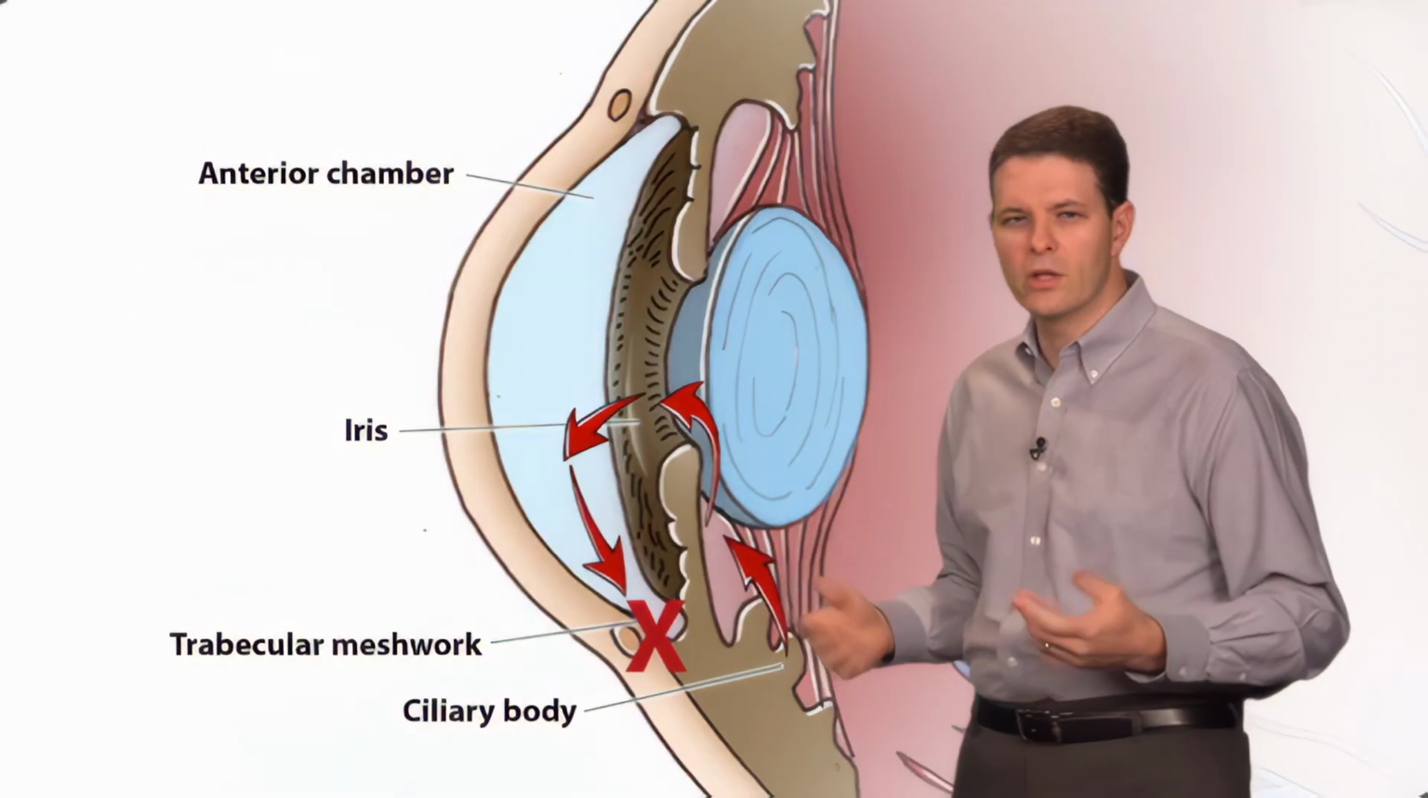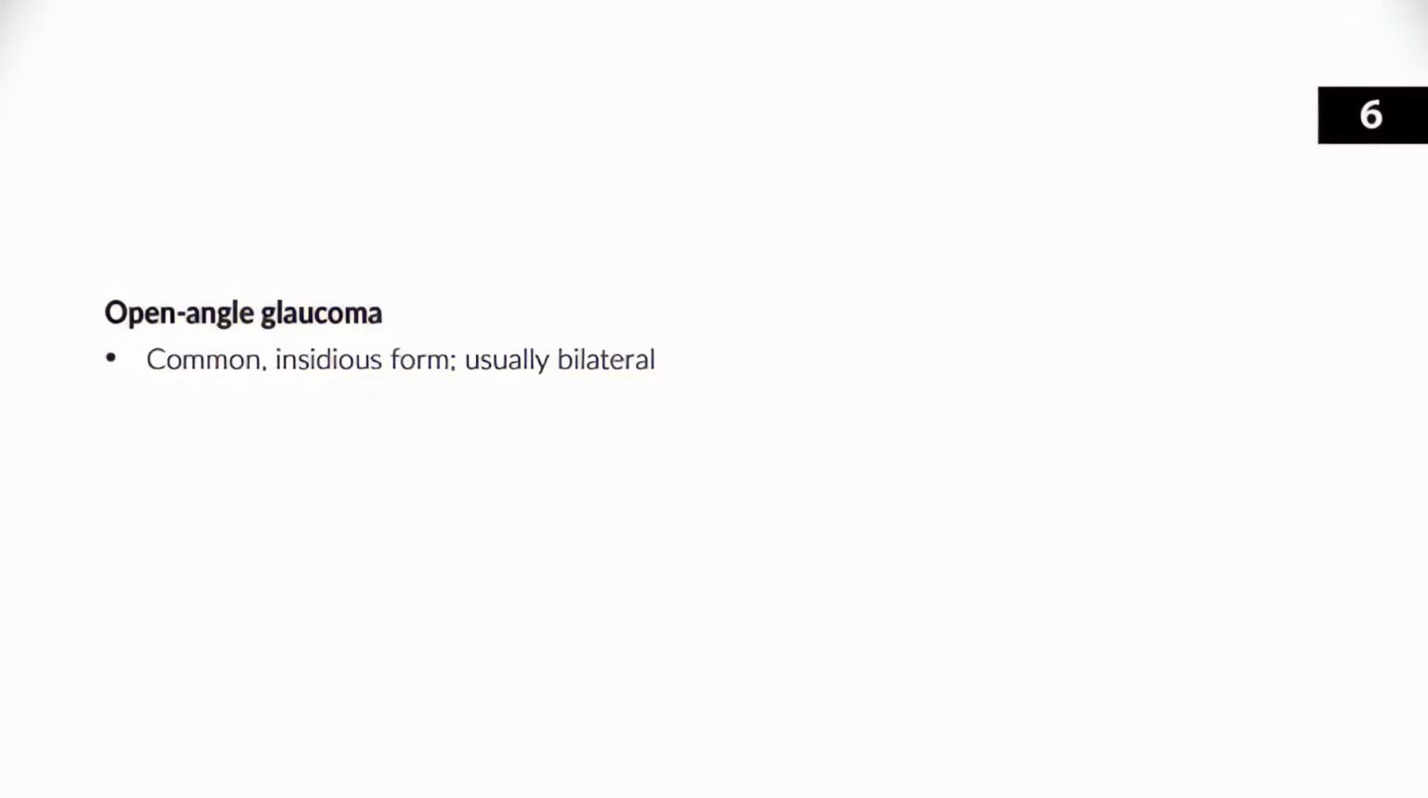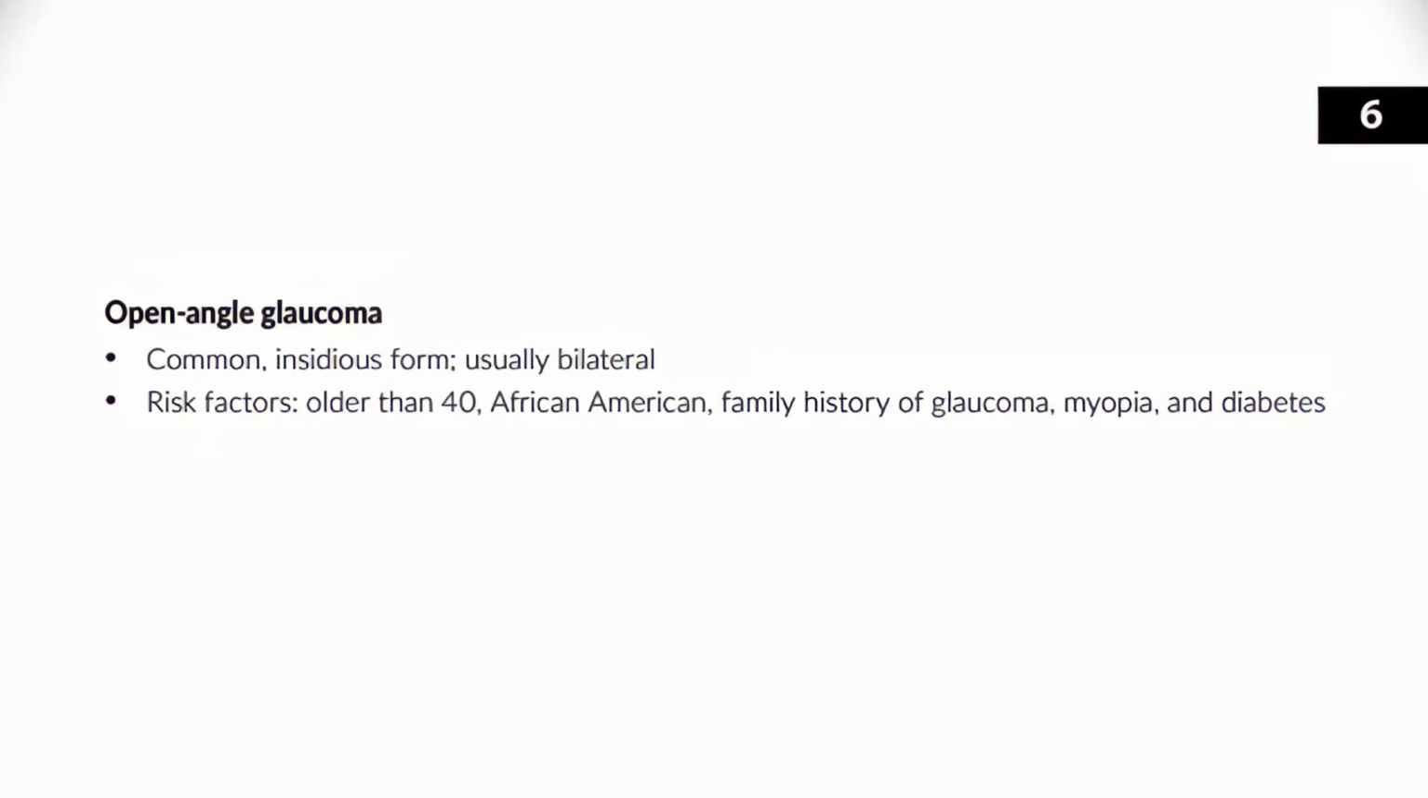So that's closed-angle glaucoma. Now in open-angle glaucoma, the angle remains wide open. The lens isn't bumping up against the iris and plugging up the pupil. The problem in open-angle glaucoma is that the trabecular meshwork has lost its permeability for some reason, kind of like the oil filter in your car getting clogged up. Open-angle glaucoma is much more common than angle closure glaucoma, and it usually comes on insidiously over a number of years. It's usually bilateral. Risk factors include being over 40, being African American, family history of glaucoma, myopia, and diabetes.